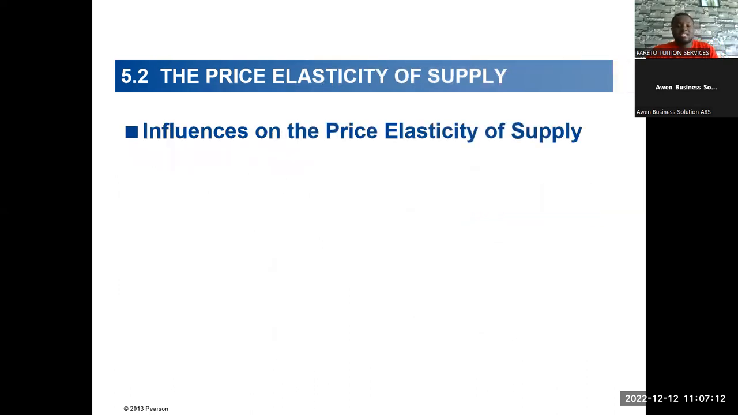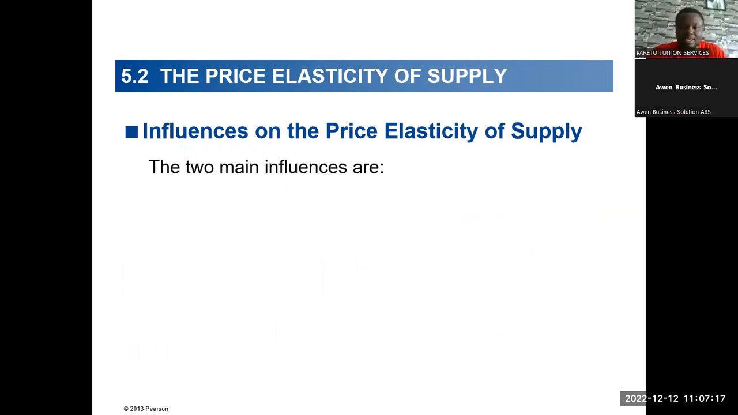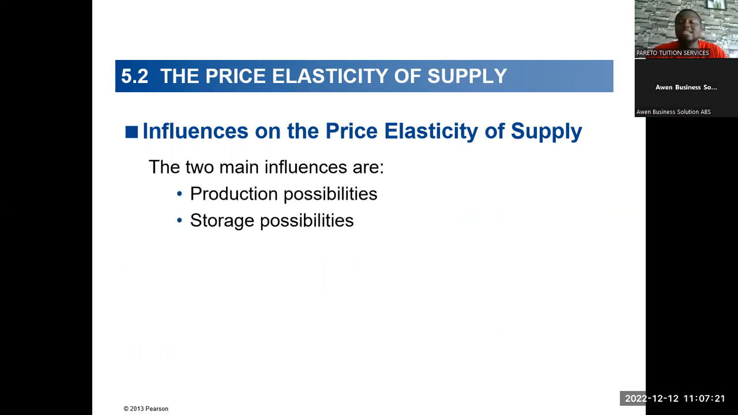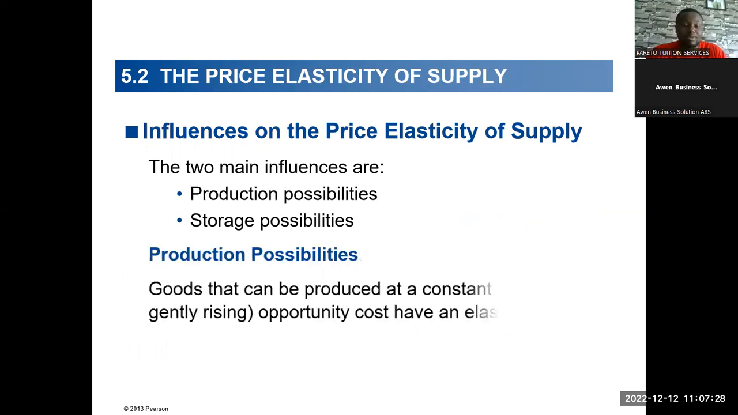All right, let's look at the factors affecting price elasticity of supply. The main factors are production possibilities and then storage possibilities. So first, let's look at the production possibilities. Now, there are some goods.